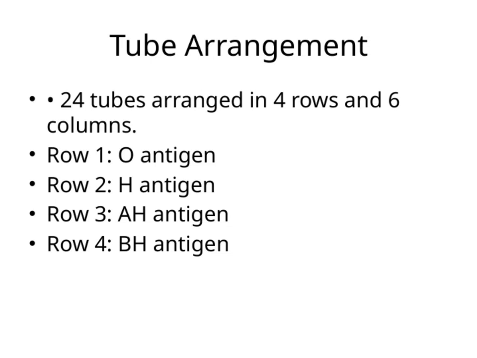Let's take a closer look at the tube arrangement on this slide. We have a total of 24 tubes, organized into 4 rows and 6 columns. Each row represents a different antigen. The first row is for the O antigen, which is crucial for identifying the bacterial serotype. The second row is for the H antigen, related to the bacterial flagella. Moving to the third row, we have the AH antigen, and in the fourth row, the BH antigen. These additional antigens can help differentiate closely related strains.